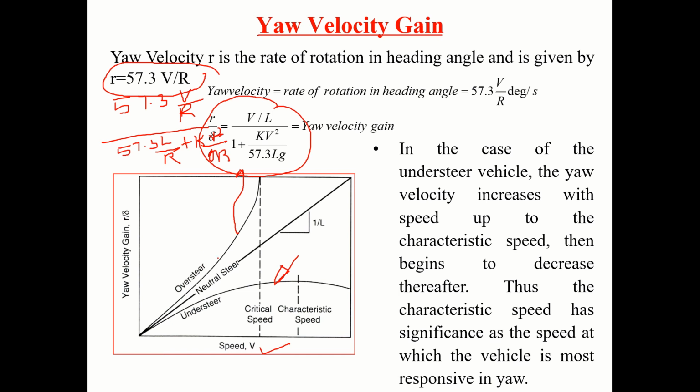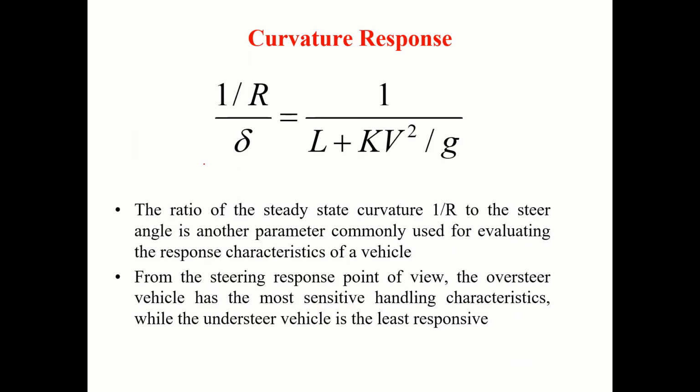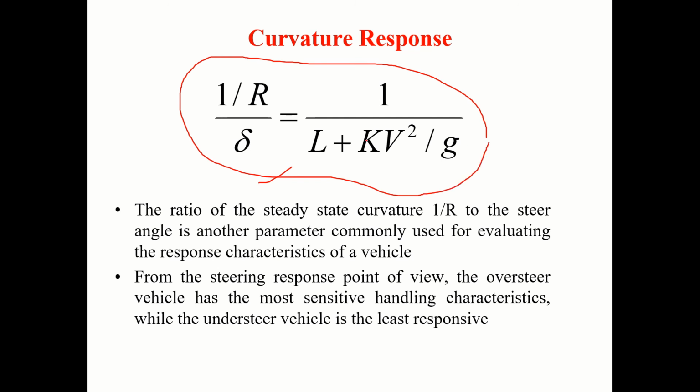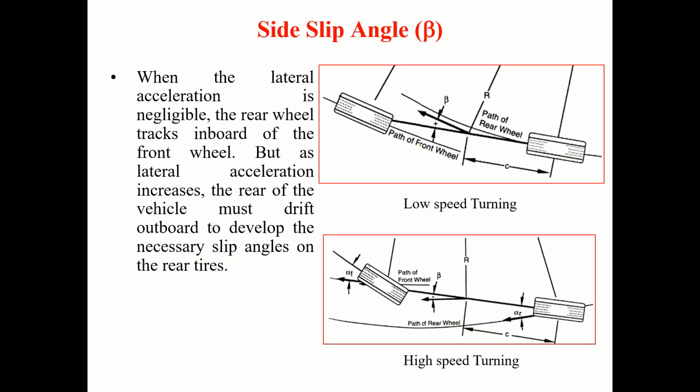With oversteer vehicle, yawing is the issue. Curvature, again for 1 by R, then for delta you substitute, you will get this. Again K negative, this will increase. K positive, this will decrease. Okay, fine. Then there is side slip angle.